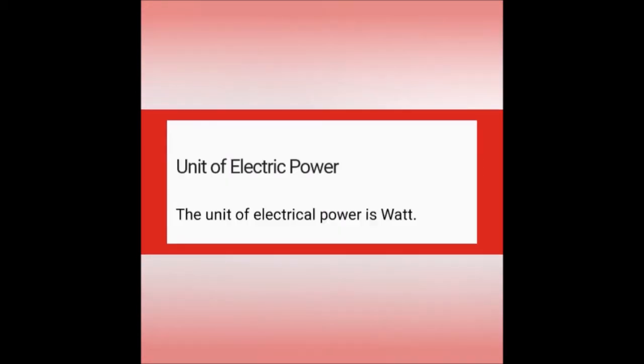The SI unit of electrical power is watt. Thus, 1 watt is the power consumed when an electric device is operated at a potential difference of 1 volt and it carries a current of 1 ampere. A larger unit of power which is more commonly used is kilowatt.